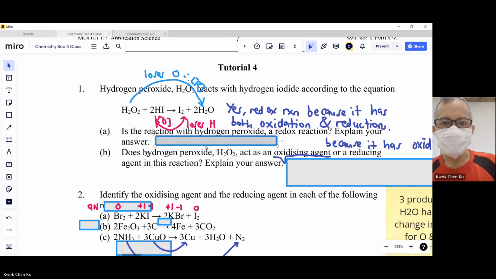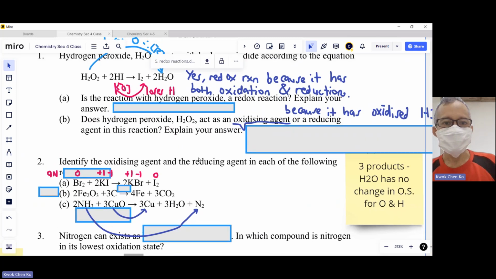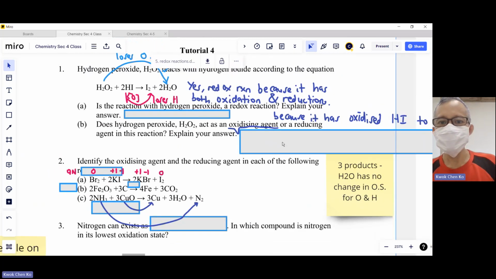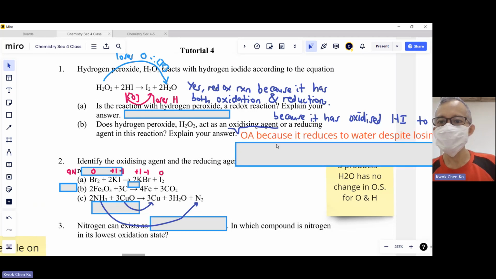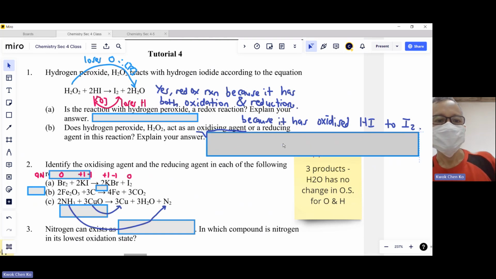Basically, anyway, I use the ON to explain, but of course, like I say, you can use losing oxygen or losing hydrogen to explain. And so this one I won't touch too much. So H2O2 oxidizing or reducing? Yeah, make sure oxidizing. Okay, this is what you could have written, oxidize HI to I2, but you can also say H2O2 is reduced to become H2O. Either answer is fine.